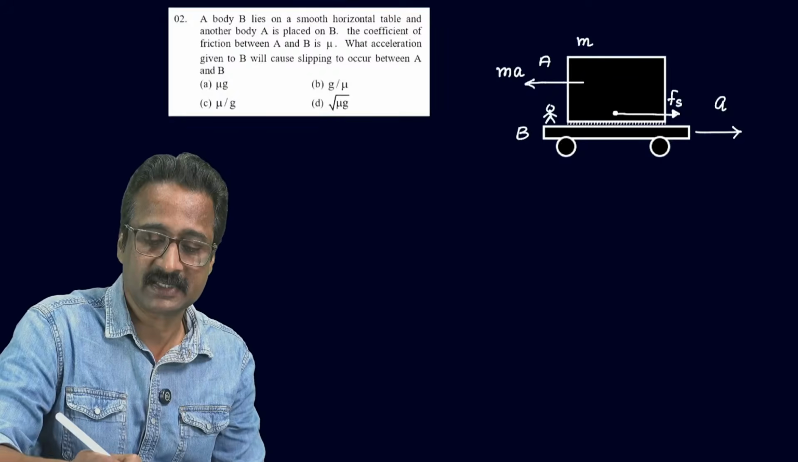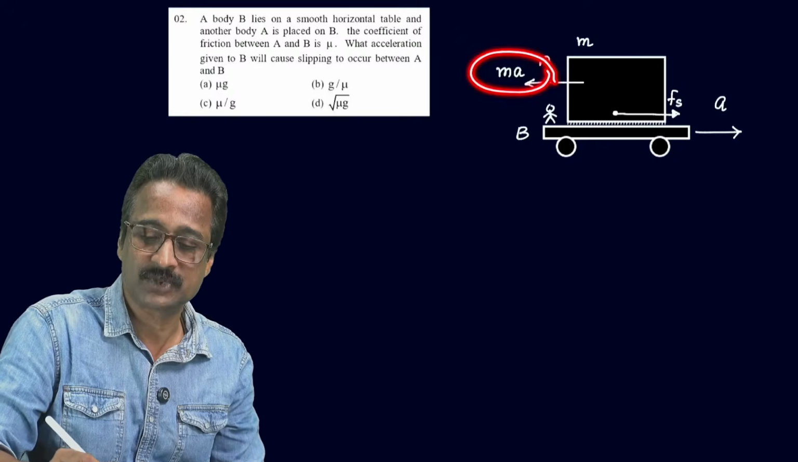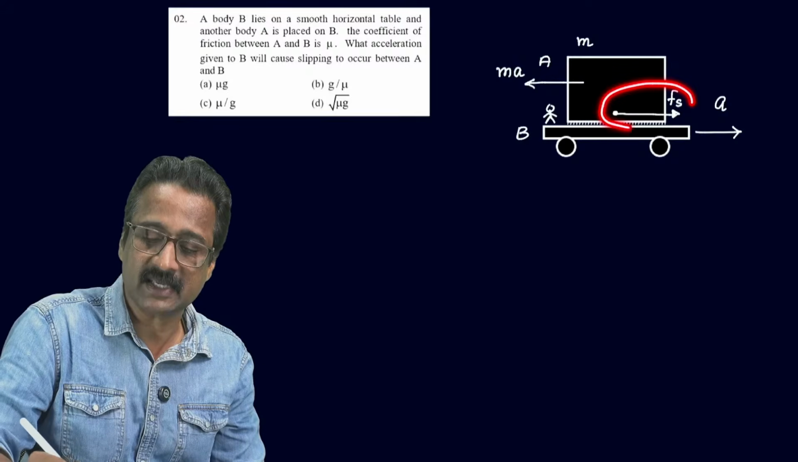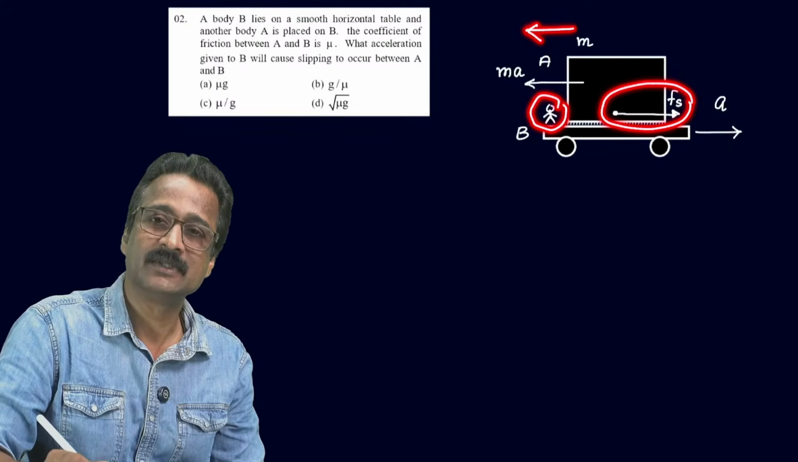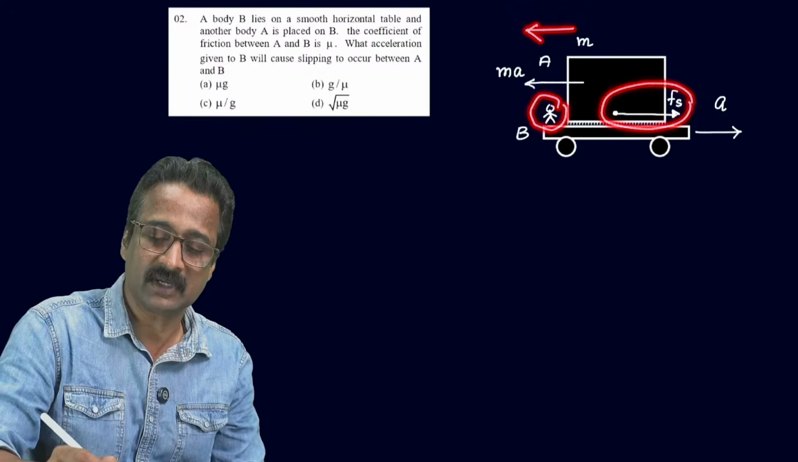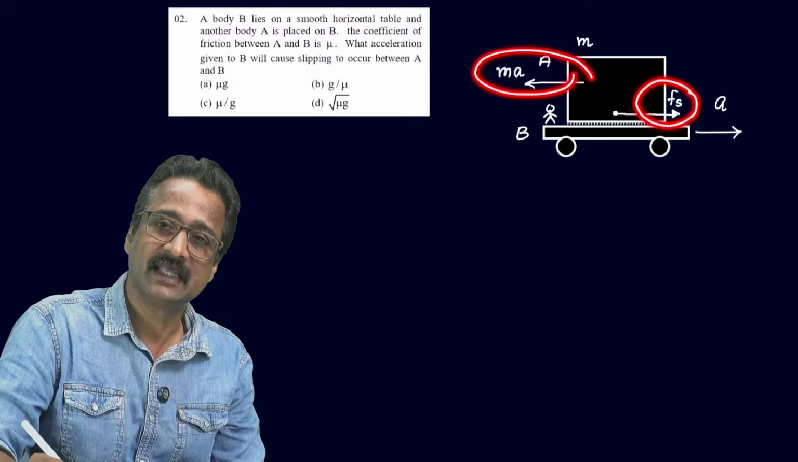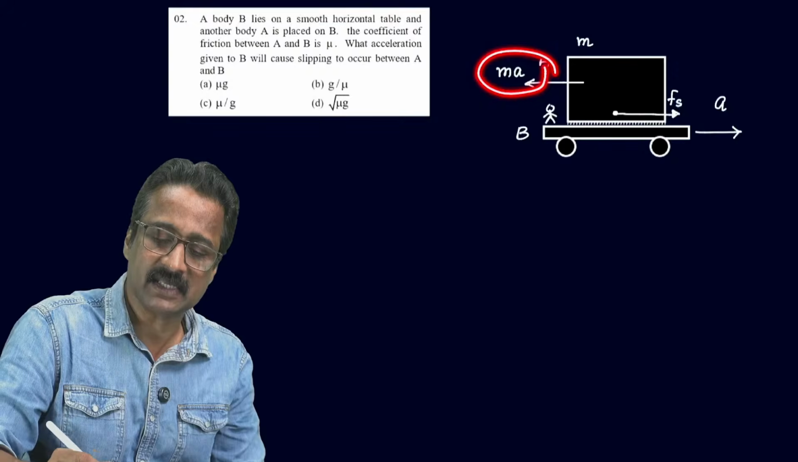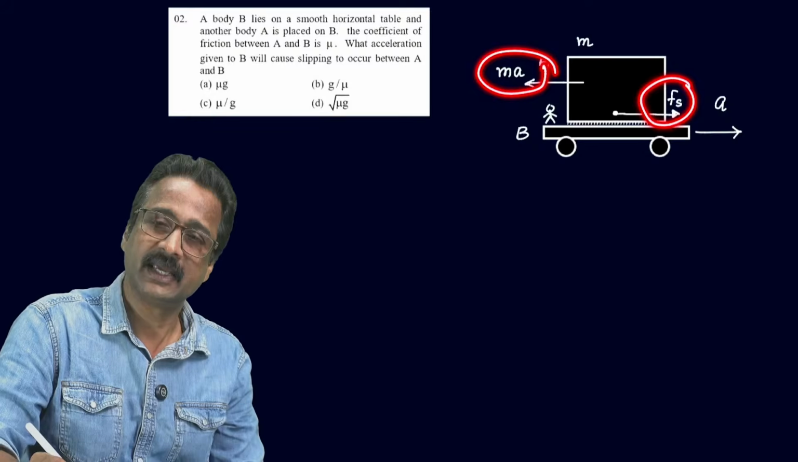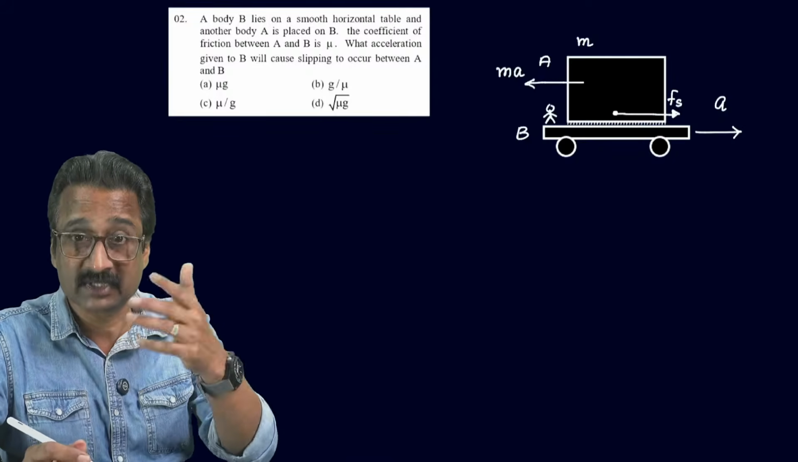Now let us take two cases. If this ma, the pseudo force, is larger than Fs, the body will begin to slide backward with respect to this observer. So this observer will feel that the body will accelerate backward if ma is greater than Fs. That is when the body slips. Now, if ma is less than Fs, certainly Fs will balance ma to keep the body in stable equilibrium with respect to the frame.